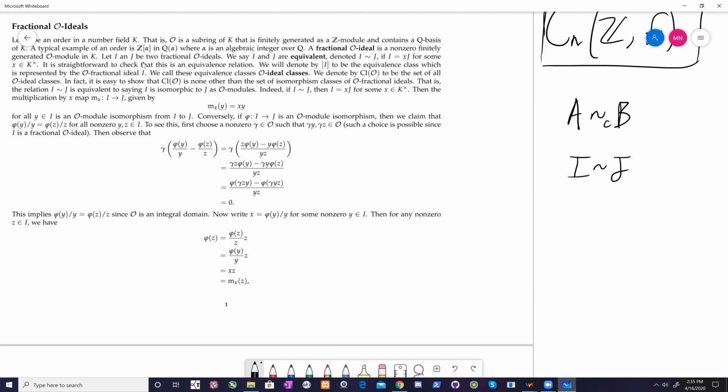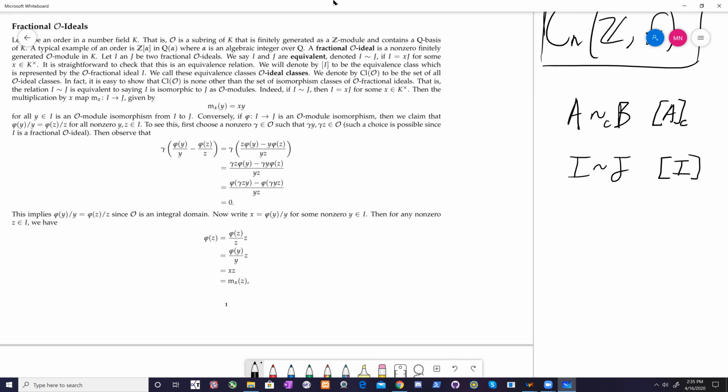It's straightforward to check, just like the conjugacy relation, that this relation is also an equivalence relation. And so we'll denote by [I] the equivalence class represented by the fractional O-ideal I. Remember, in the matrix setting, we denoted the equivalence class represented by A as [A] with a little C there. Over here, we're just going to put [I], like that.